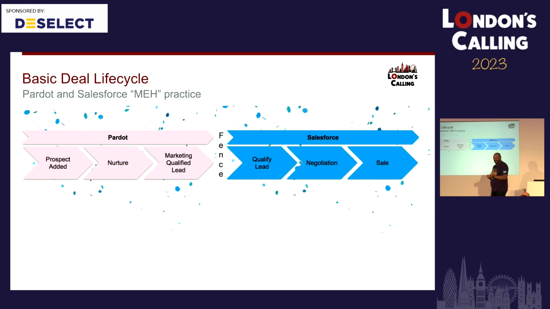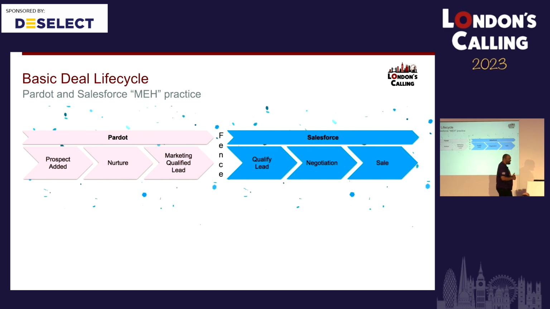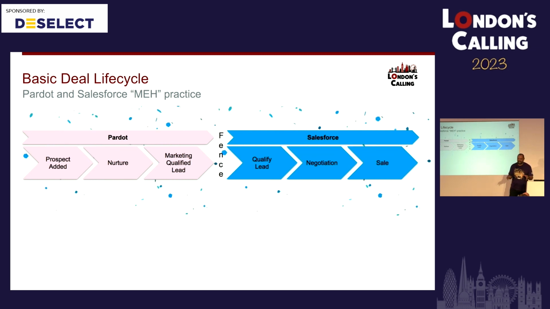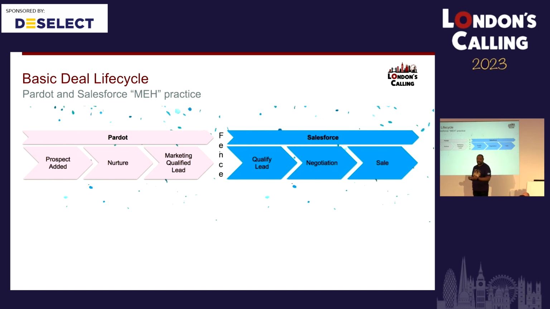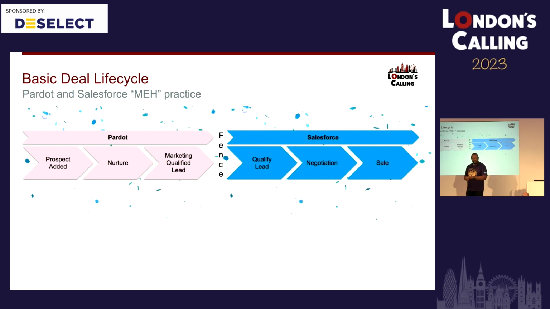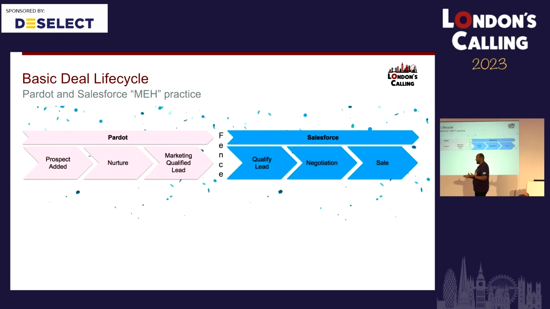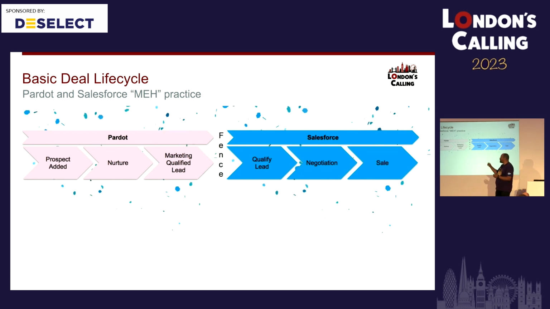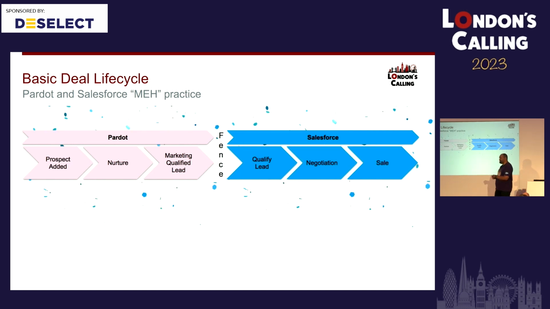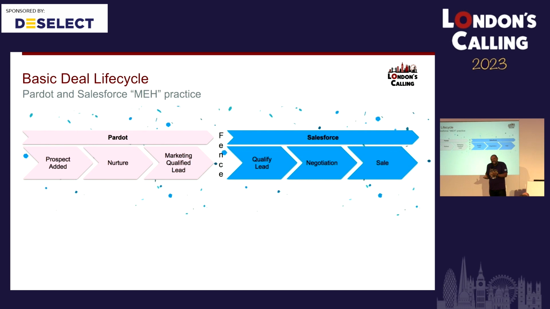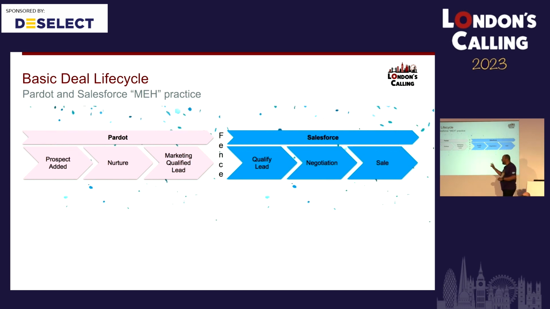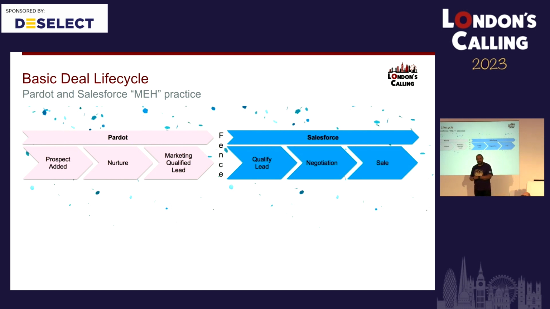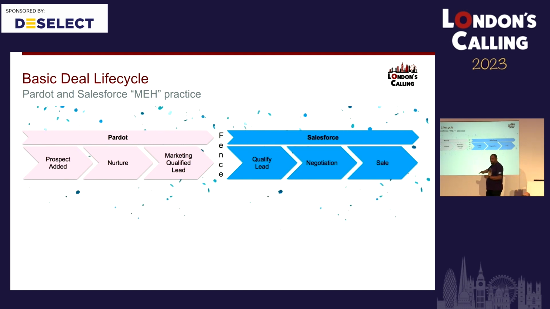Yeah, exactly. So this is a deal life cycle. It's not a great deal life cycle, but it's not unusual. It happens quite a lot. Which is why I kind of said it's a Pardot and Salesforce meh. What we'll do today is we'll look at all the work and all the collaboration that you need to do to just make this happen.